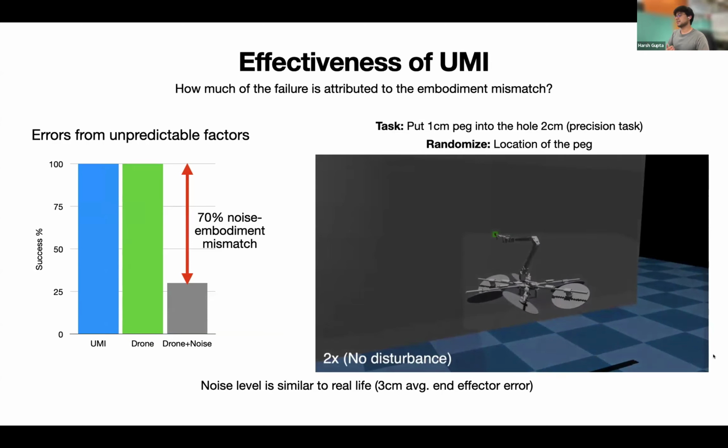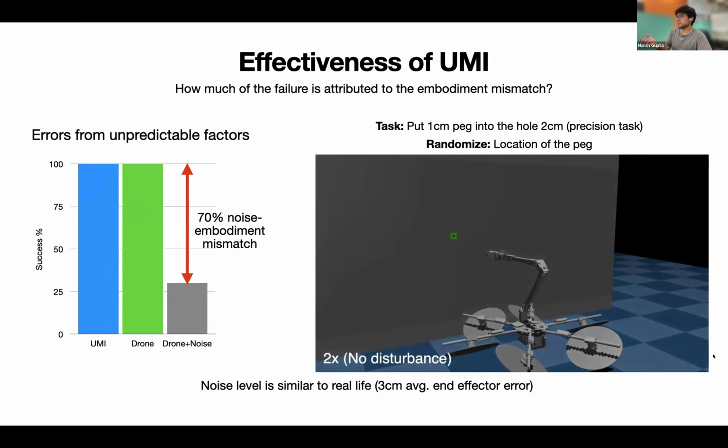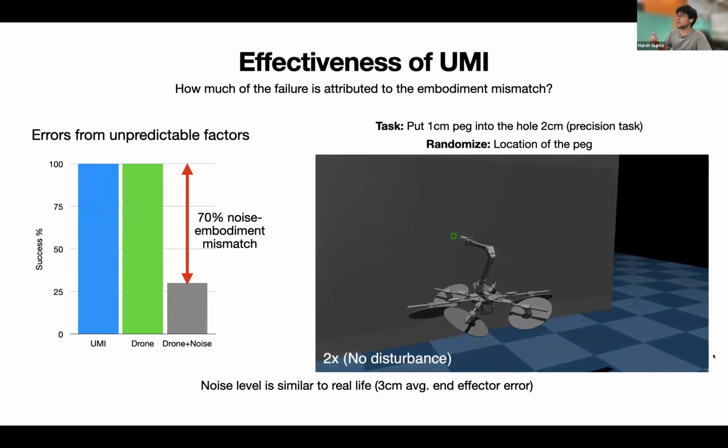This is another task where I collected some UMI data and I'm transferring it to a robot. The task is to insert a 1 centimeter peg into a 2 centimeter hole, where I'm randomizing the location of the peg.